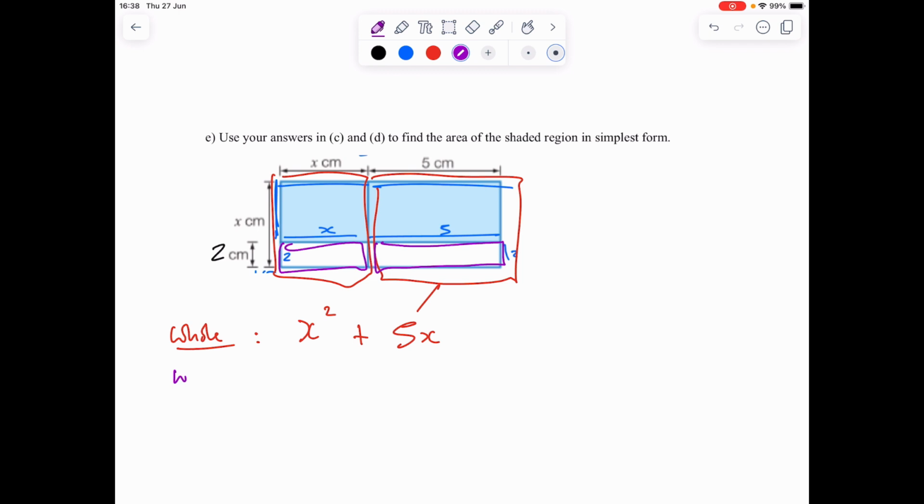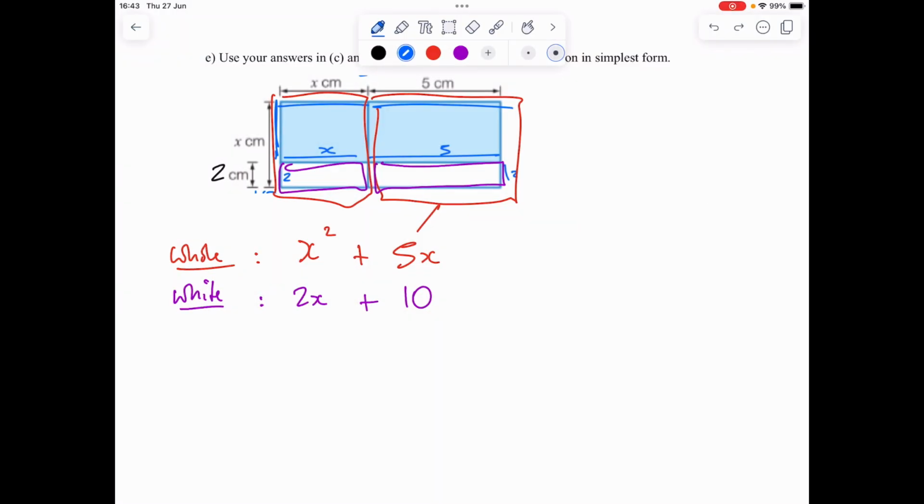White rectangles were 2x and 10. And so the shaded part, we have the whole thing, which was x squared plus 5x, take away all of 2x plus 10. You have to be careful. You need to bracket it because you're taking away all of this. All right? If you didn't bracket it, you'd be taking away 2x and then you'd be adding 10 to the answer, which is not the same as taking away all of 2x plus 10.